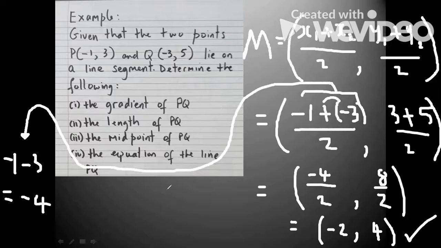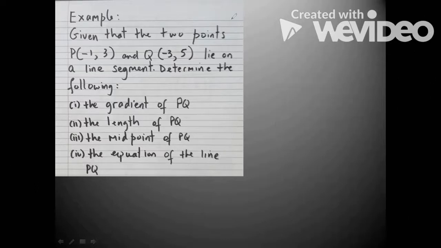All right, let's look at the last part, part 4. Part 4 says to determine the equation of the line segment PQ. All right. So remember I said that in the first slide, the first thing you're going to do is to choose a point. So I'm going to choose point P. Now, if you choose point Q, you must end up with the same answer. So I'm going to choose point P, and P is -1 and 3.